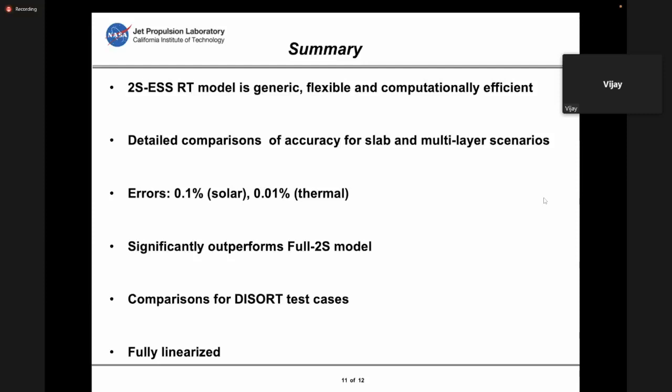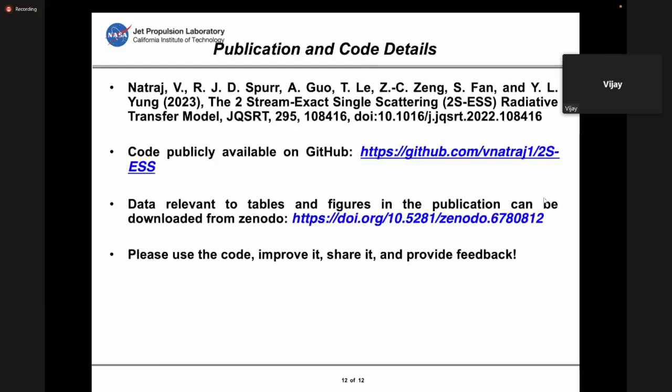You get analytic Jacobians, which are useful for retrievals, and Jacobians with respect to any surface or atmospheric parameter that you're interested in. And the last slide here: this work was recently published in JQSRT. You can find a lot more details about the theoretical basis of this code, and also more discussion about all the results, in this paper, for which I provide the details here. The code is publicly available on GitHub. The data relevant to the tables and figures in the paper can be downloaded from Zenodo.